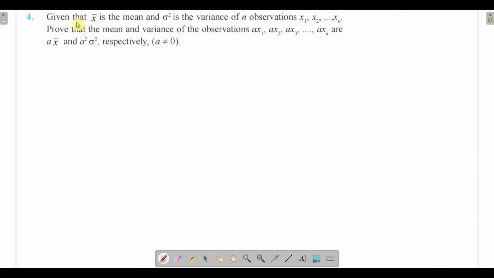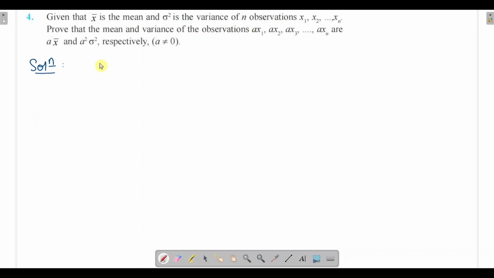So this fourth problem is just the generalization of the previous problem. Okay, so the solving is the same. Given that x bar is the mean and sigma square is the variance of n observations x1, x2 up to xn, prove that the mean and variance of the observations ax1, ax2, ax3, axn are a x bar and a square sigma square respectively. A is not equal to 0. Okay. Let us solve this.